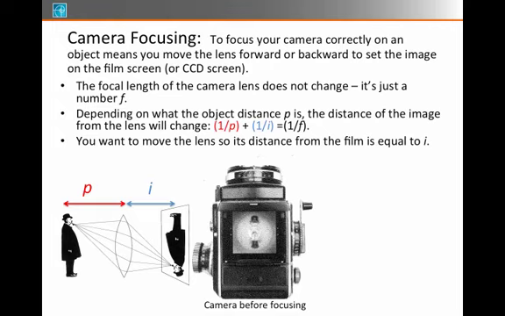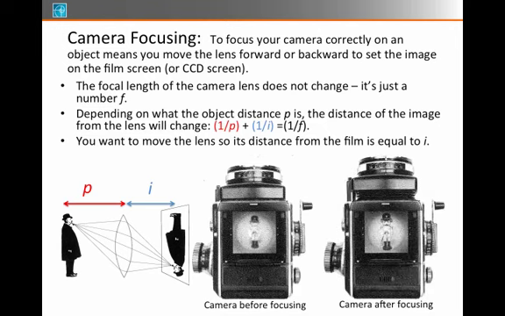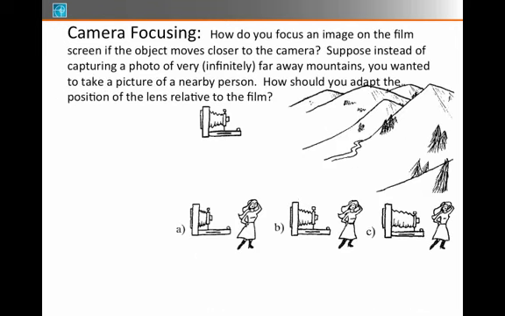And when you do, you end up with a camera that you can look through the viewfinder, and instead of seeing a blurry picture, you start to see a sharp picture. We know that if we take a picture of something very far away, like the mountains in distant view, we might have our camera focused a certain way. The lens might be a certain distance from the film.